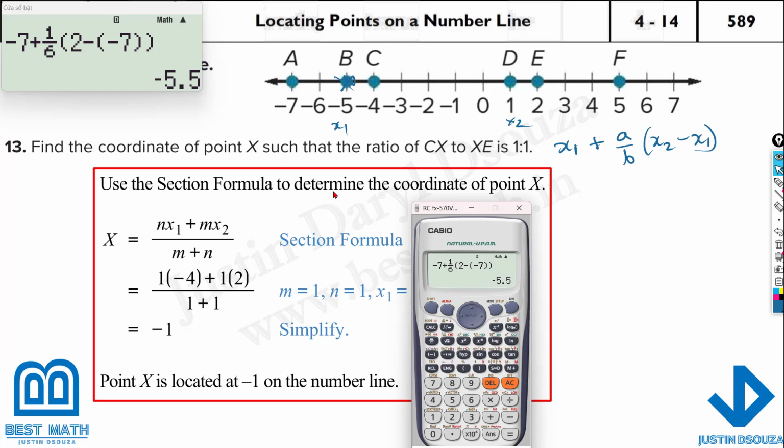1:1 means the midpoint. Now you're basically finding from C to X and X to E. C is the first point, minus 4. X2 will be E, that is 2.